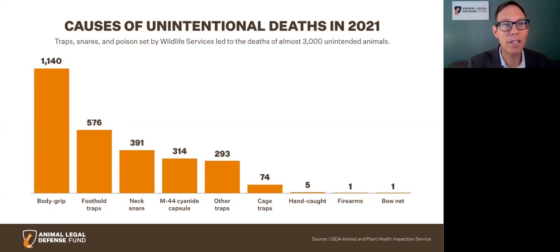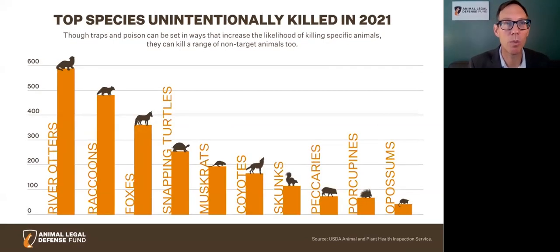And of those, as you can see in this chart, body gripping traps caused over a third of those deaths, then foothold traps, neck snares, and M44s, and on down the list. Let's talk about some of the top species unintentionally killed in 2021. You can see here that nearly 600 river otters were killed, almost 500 raccoons, over 350 foxes, and on down the list. Topping the list include snapping turtles, muskrats, coyotes, skunks, peccaries, porcupines, and opossums.